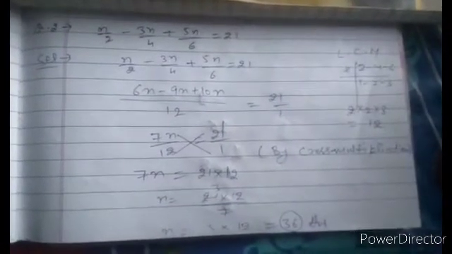LCM will be 12. After taking LCM, we will solve 21. Here the denominator is nothing, so we will consider 1. After solving, we will get this. Now we will solve, then n is equal to 36. So this is the second method of question number 2.